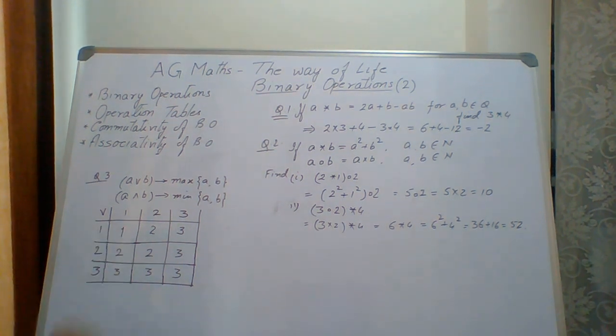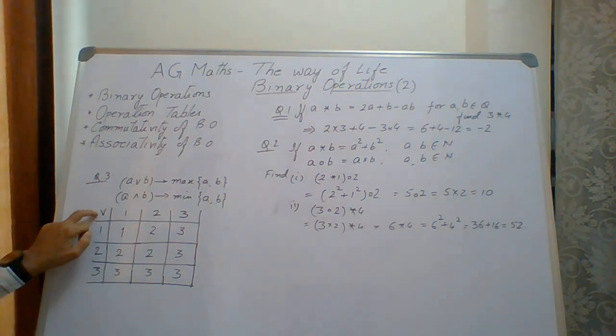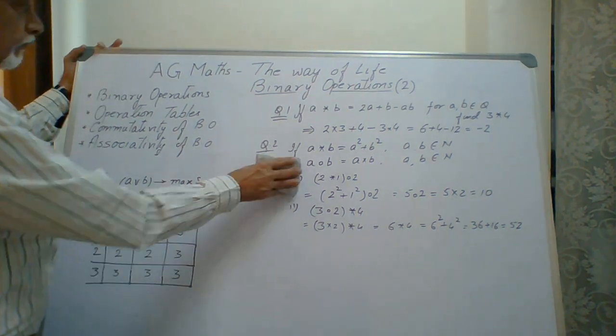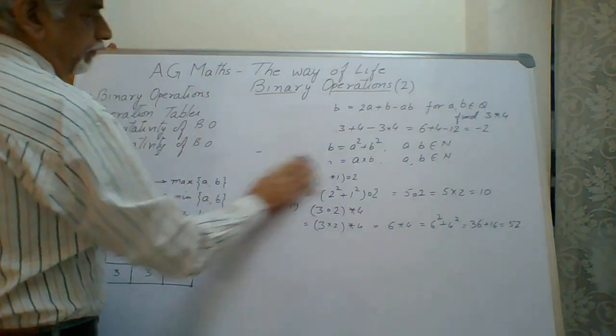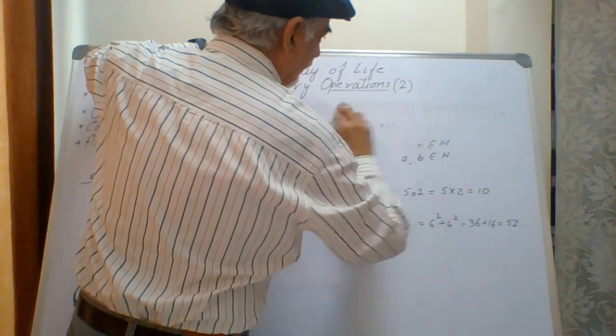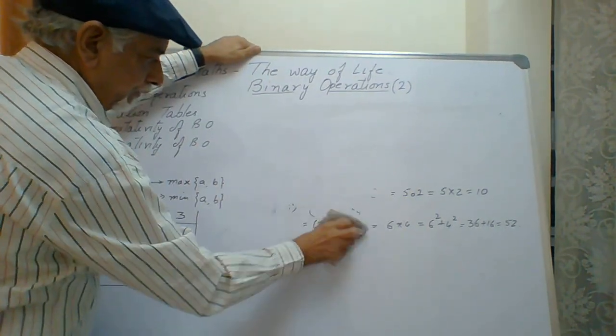I leave the other part, A binary B for minimum of A and B. We can construct the table like this, only change the symbol for the binary to the inverted V and then compare which is minimum. Okay. Then I will discuss today what is commutativity. How we talk about the commutativity.